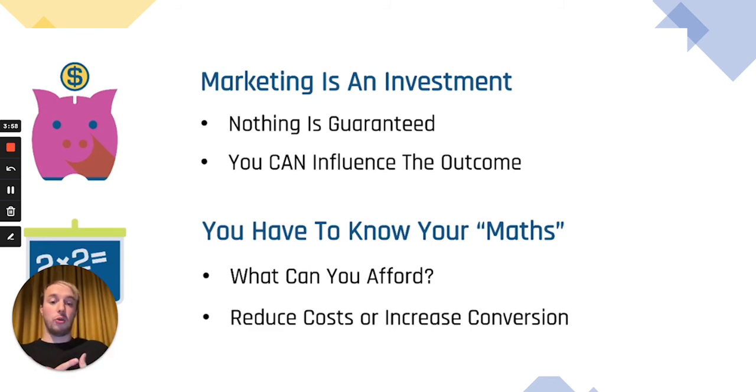So you have to know your math, right? You have to know what you can afford, how much your ad budget per day is, how much you can spend, and you have to decide: reduce costs or increase conversions. You want to save on the money, or you want to increase sales, increase the conversion rate, right, as an affiliate.